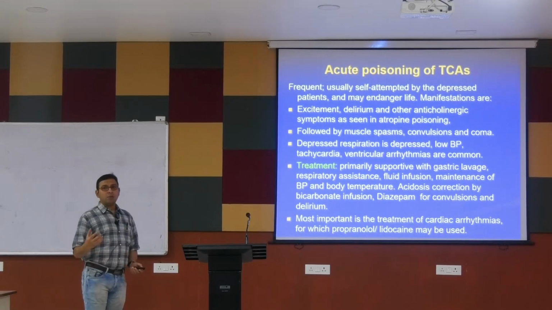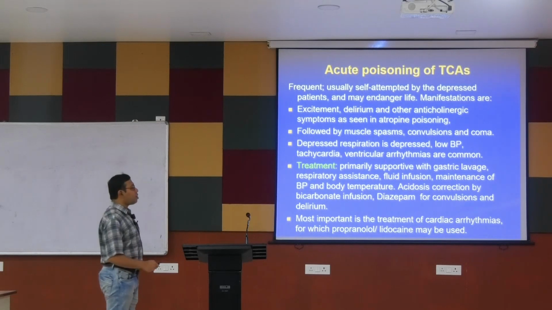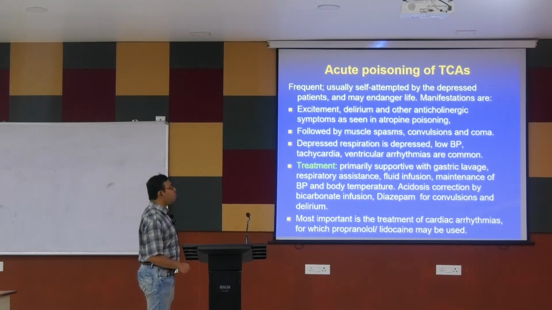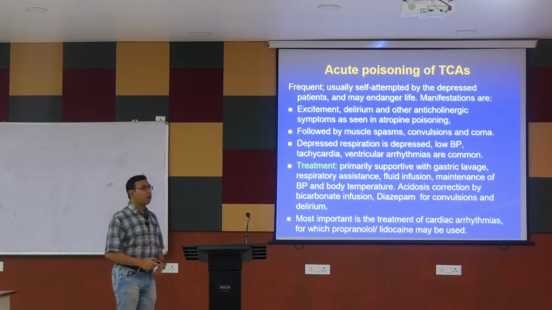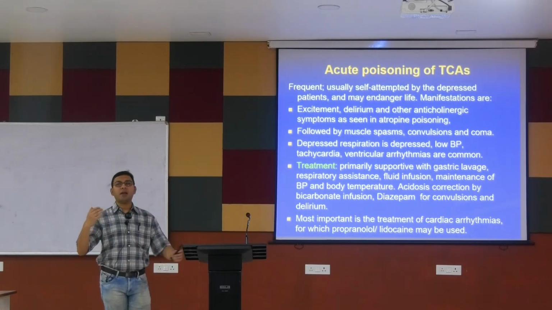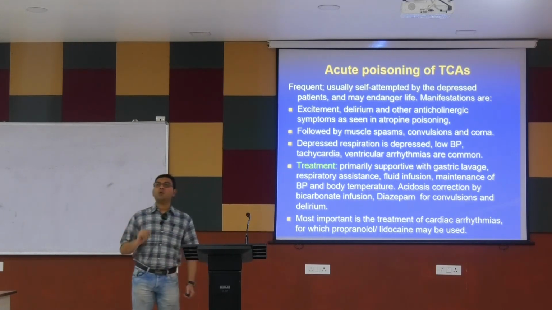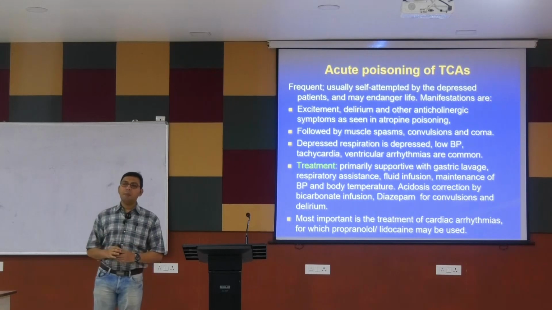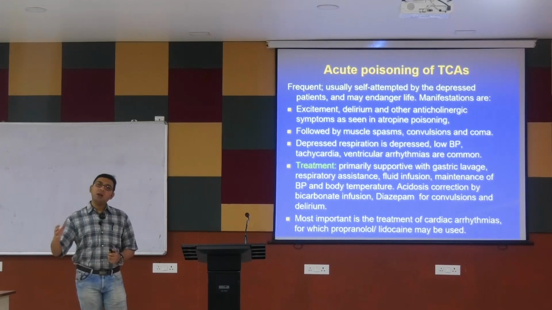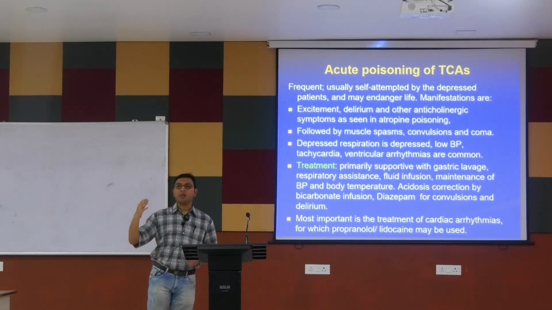Firstly, support has to be given: gastric lavage, respiratory assistance, fluid infusion, and maintenance of the blood pressure and body temperature. And remember, the main drug that is used for tricyclic antidepressant poisoning is bicarbonate. So, IV sodium bicarbonate is usually given mainly to correct the acidosis, and it also acts to decrease the side effects from the tricyclic antidepressant poisoning.